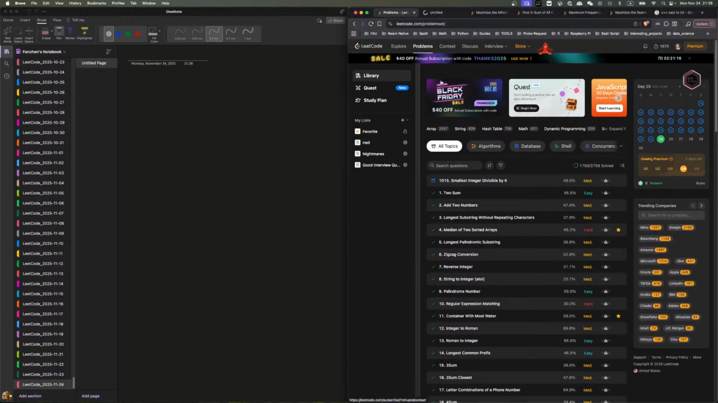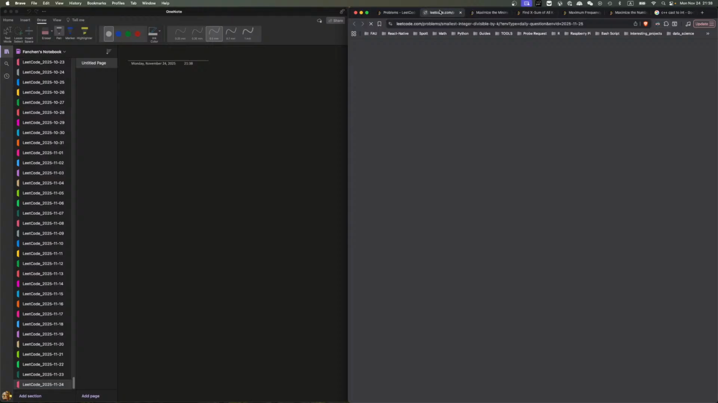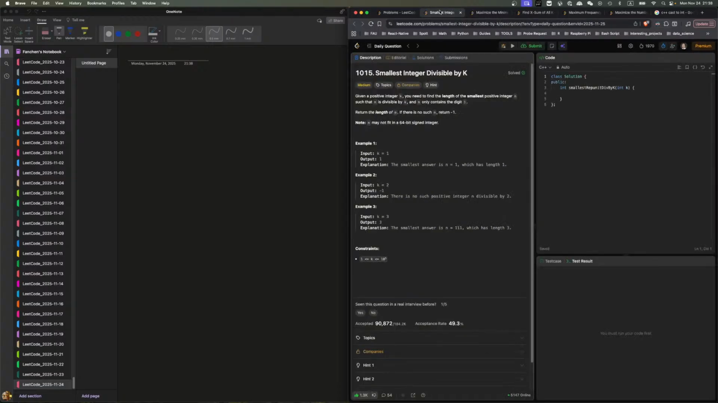Oh, okay. It's similar. Smallest integer divisible by k. Okay, it's not as similar.